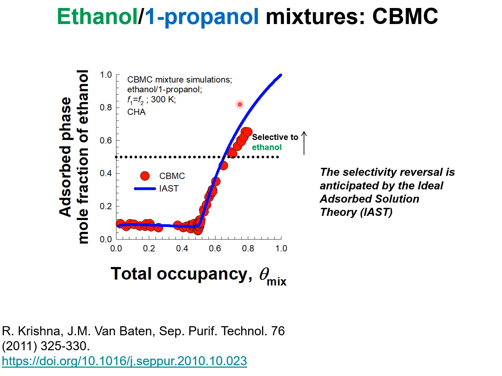The solid blue line is our IAST calculations using input data obtained from the unary isotherms. And it is important to note that the selectivity reversal is anticipated almost quantitatively by the IAST.